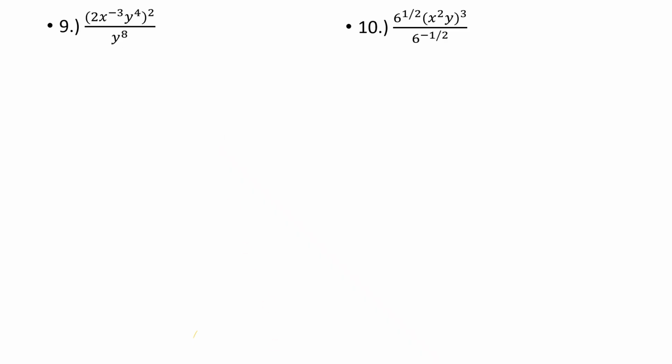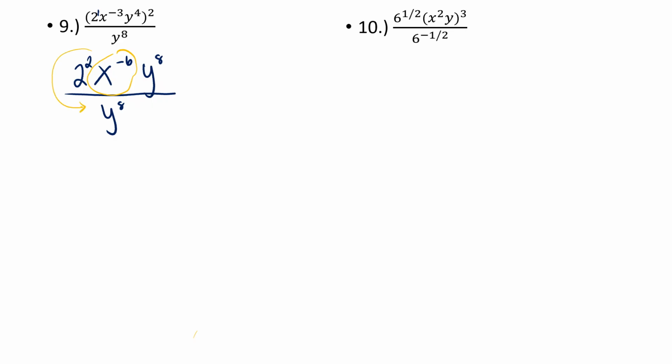So let's go ahead and move that through. So we'll have 2 to the 1 times 2, which is 2 squared, x to the -3 times 2, which is -6, y to the 4 times 2, which is 8, all over y to the 8th. All right, so now I can do some stuff. What I can do here is now I can rehome this. Okay, so this is going to find a new home.